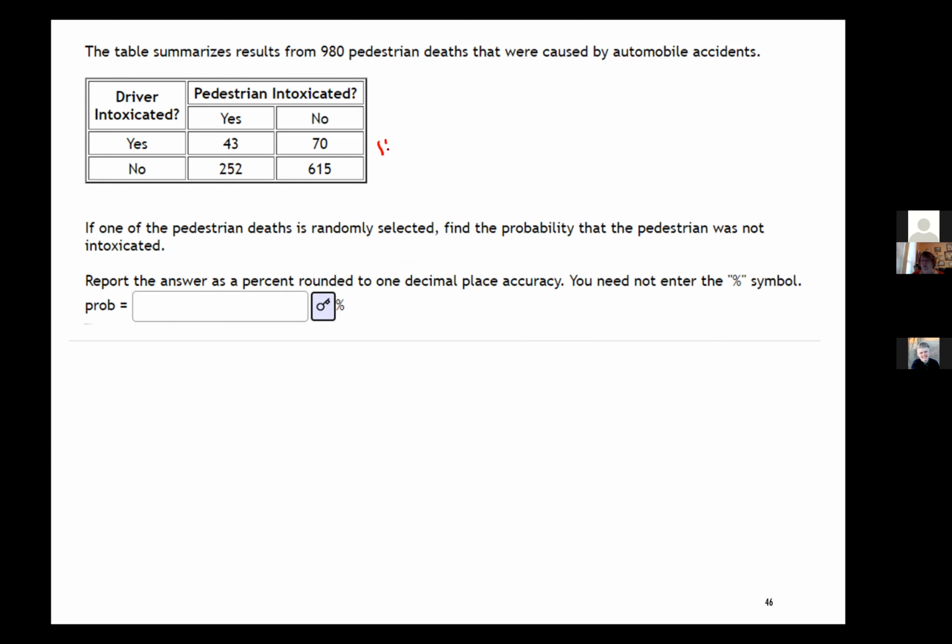I'm going to put you on mute. When I hear someone talking, I usually put you back on mute.